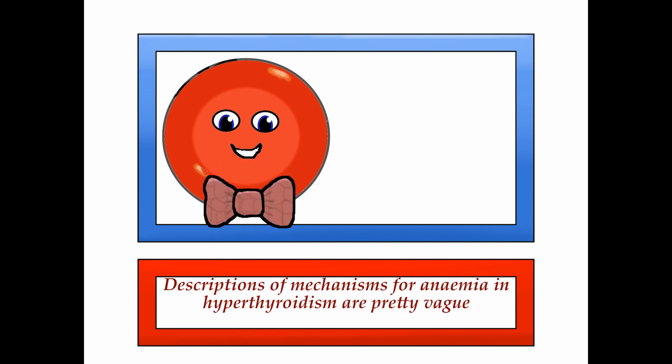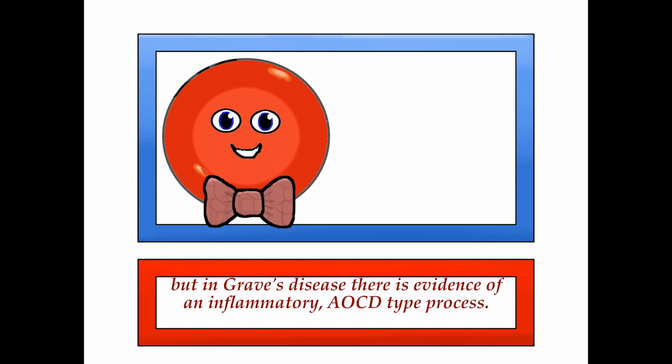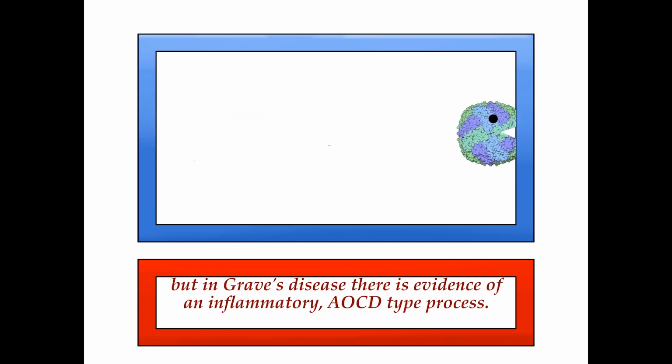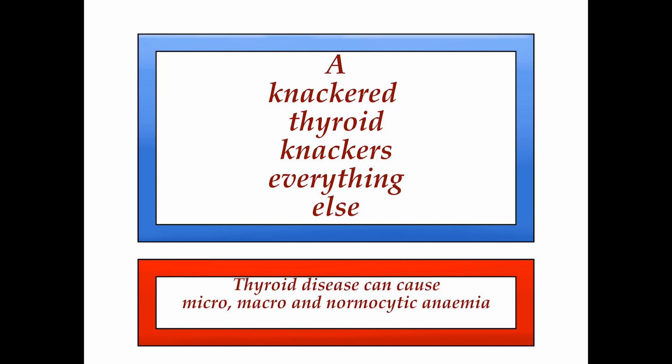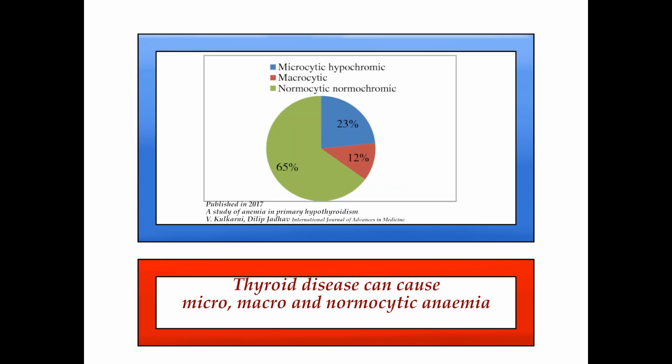And this is complicated even further in Graves' disease, where the inflammatory process of an autoimmune reaction is causing something analogous to the ferritin-based component of anemia of chronic disease. So, in short, a knackered thyroid knackers everything else. And if you look at enough lists of what causes microcytic, normocytic, or macrocytic anemias, you'll find thyroid disease in at least one in each list.